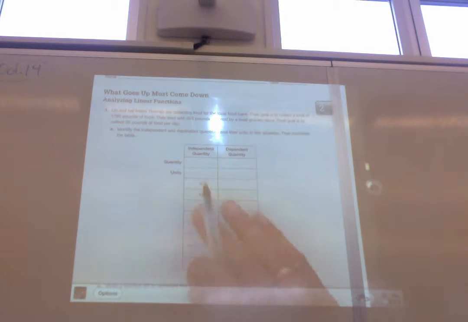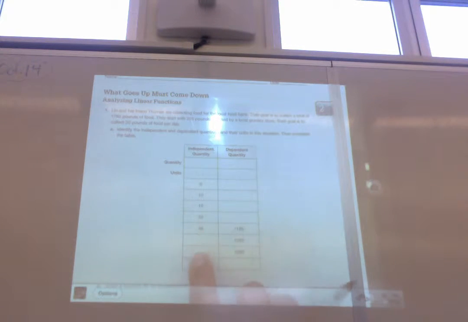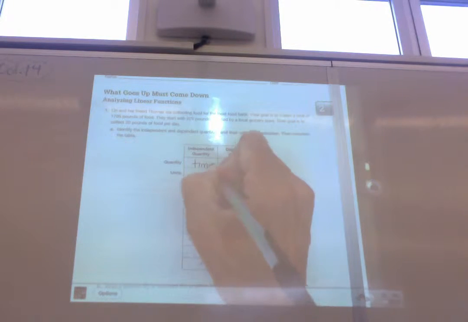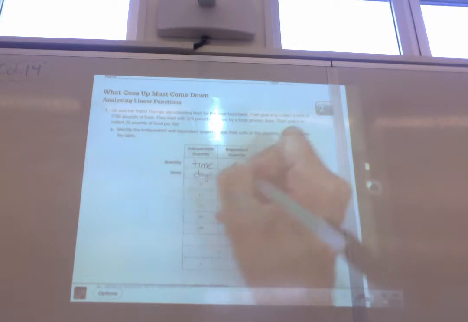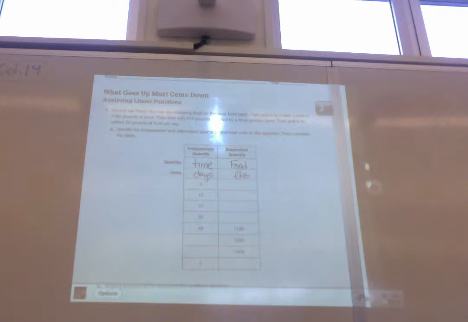Okay, so we've got a partially constructed table. We need to figure out what these two columns represent. Okay, what's our independent and dependent quantities here? They're collecting food over time. What's going to be our independent quantity? Days. Okay, so time measured in days. Food. What are they measuring it in? Pounds.